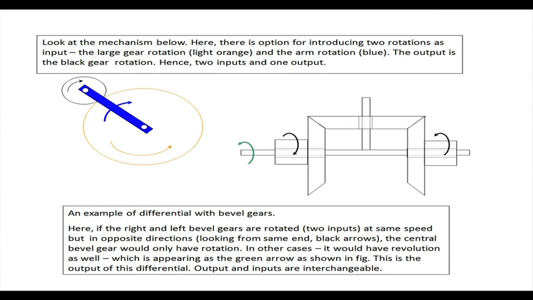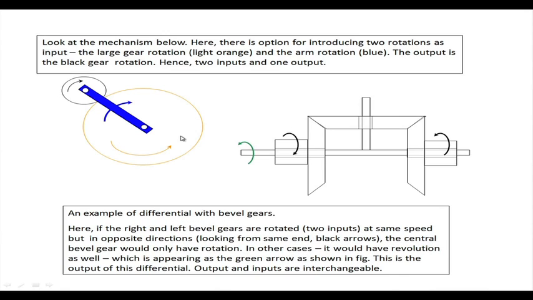So, I can rotate the orange gear. Let us have a look again at the figure. I can rotate the orange gear, I can rotate the arm, and due to these two inputs, the output of the black gear will be defined, and therefore, two inputs are considered here, and there is one single output, rotation of this particular gear. Okay. This is a differential called sun and planet mechanism, and here we have another differential called the bevel gear differential.